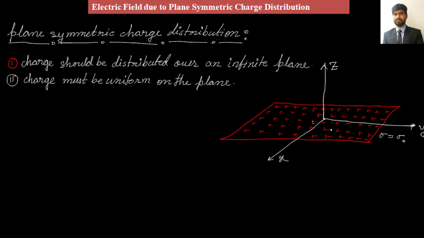So this charge has plane symmetry. Now what we want to see is what will be the directions of the electric field because of this symmetric charge distribution. In this case, what will be the directions of the electric field above the plane and below the plane? For that, let me just consider a point P on the Z axis.